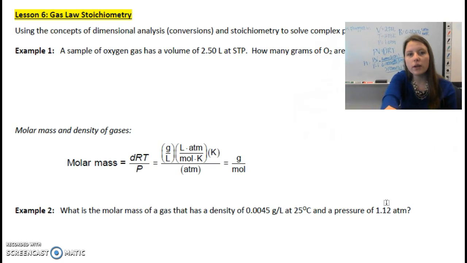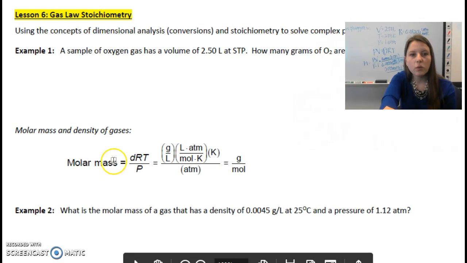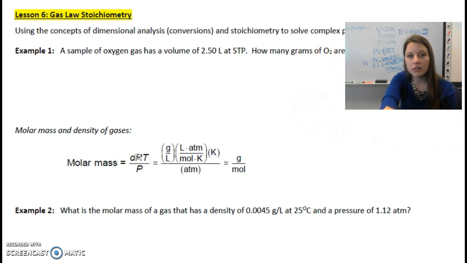Now, this is a new equation that I'm introducing to you guys here. We have molar mass is equal to D, which is density, R is that same constant that we have for the ideal gas law, T is temperature, P is pressure. This is basically a rewritten form of the ideal gas law whenever you have density involved.